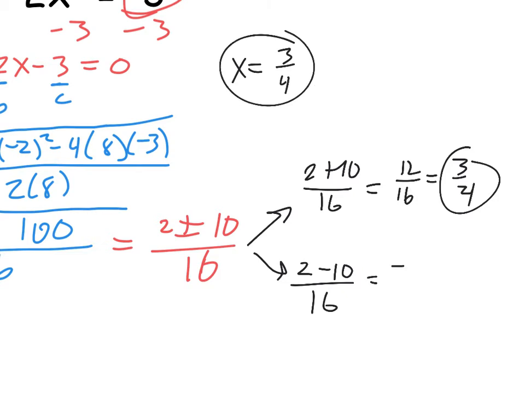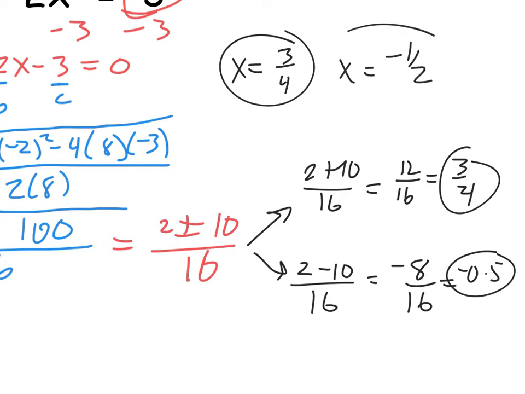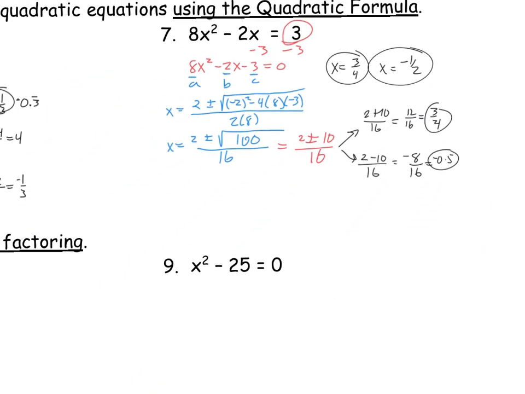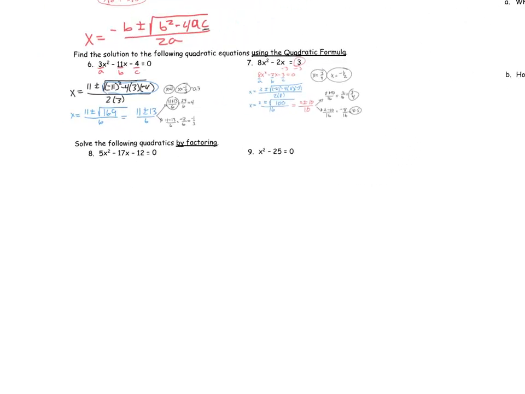This is going to be negative 10, well actually 2 minus 10 is negative 8 over 16, and that's negative 0.5. So that's my other answer. I'll put negative 1/2, that's fine too. So 3/4 and negative 1/2 are my two answers for this quadratic equation. Okay.